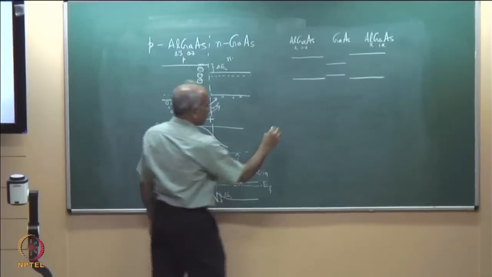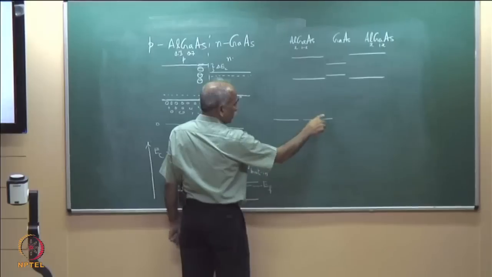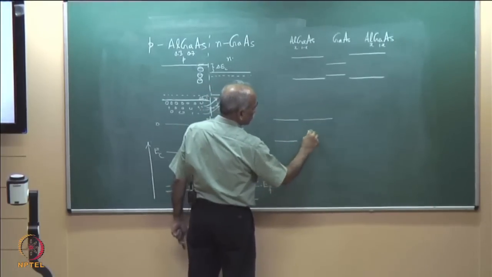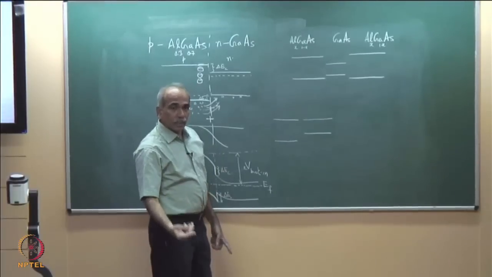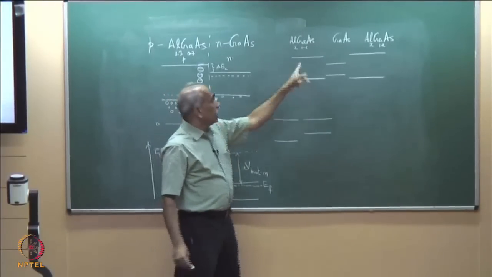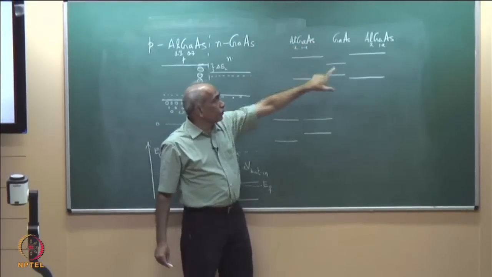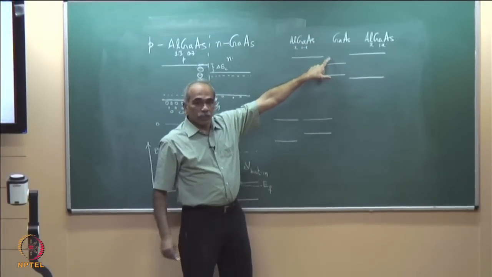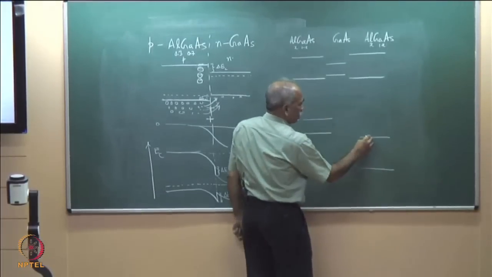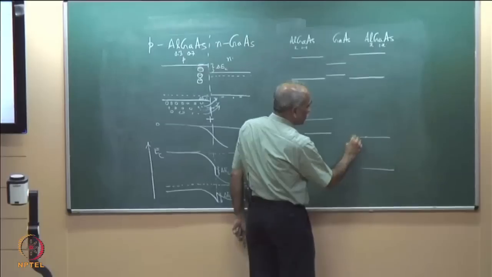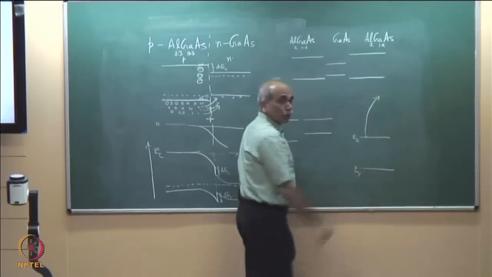Sometimes you may also have materials where the upper layers are aligned, one of them may be like this and another may be like this. It depends on the material and the electron affinity. The electron affinity of aluminum arsenide is much smaller compared to that of gallium arsenide. You know what is electron affinity? Electron affinity is the amount of energy required, if this is EC and if this is EV, the amount of energy required to free it.